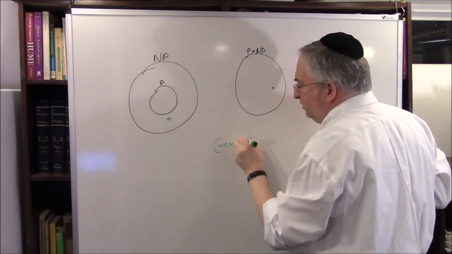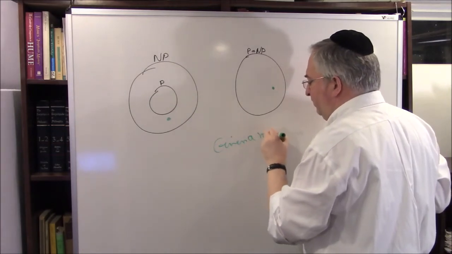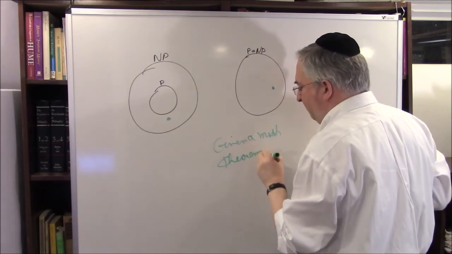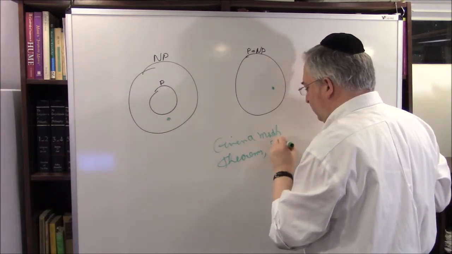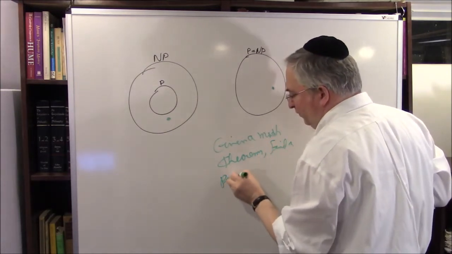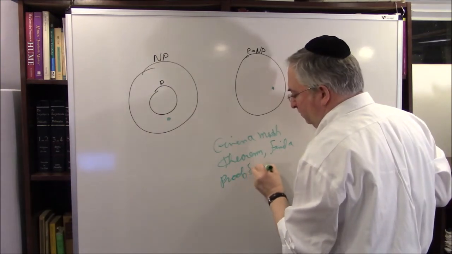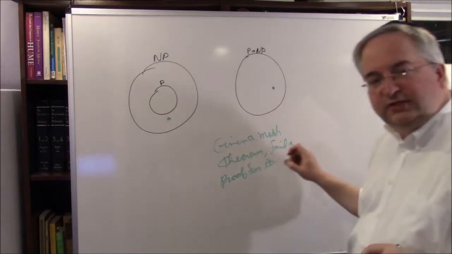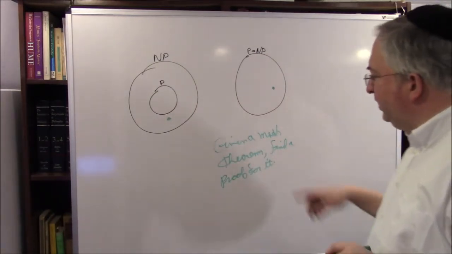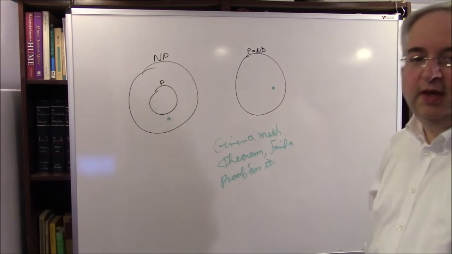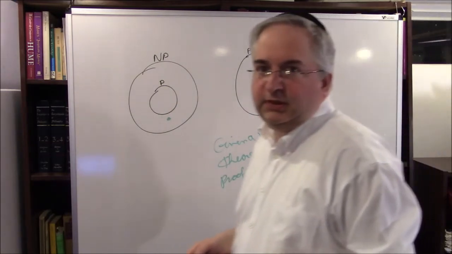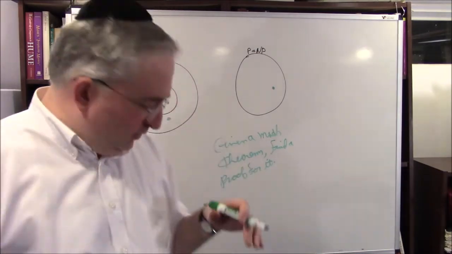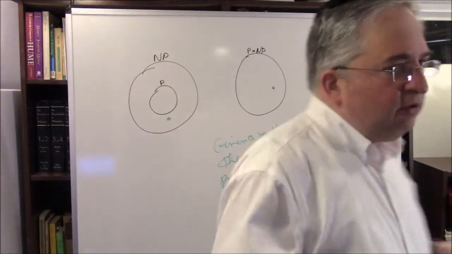Given a math theorem, find a proof for it. Okay, I don't want to get into this because it's just a side thing, not very important. Given a math theorem, find a proof for it. It's very hard to prove theorems in math, okay? But it would be nice to have a computer program that does this.